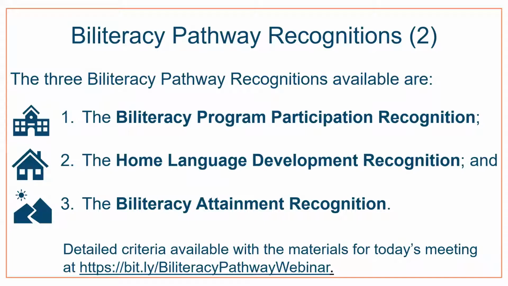All right, next, I will go over the suggested criteria for each of the recognitions. Remember, you can customize or adjust criteria as needed. Again, the 3 biliteracy pathway recognitions are the biliteracy program participation recognition, the home language development recognition, and the biliteracy attainment recognition. The detailed criteria for each recognition is available with the materials for today's meeting at bit.ly/biliteracy pathway webinar. The link is also in the chat.